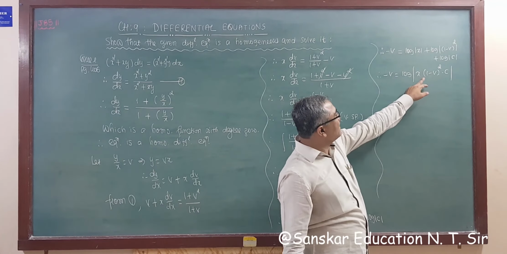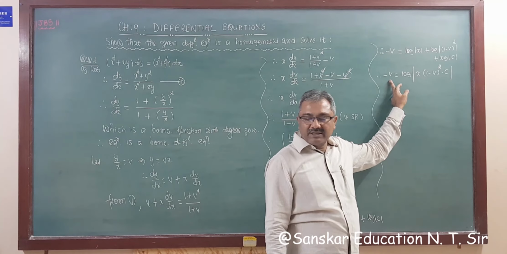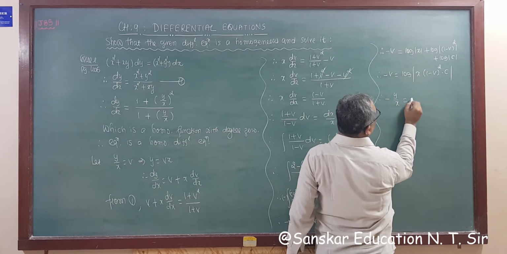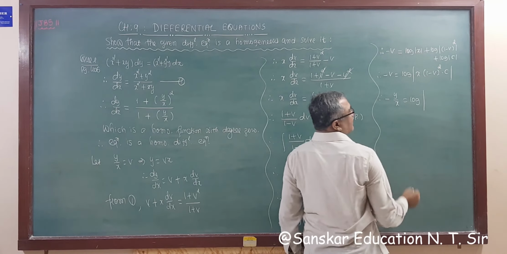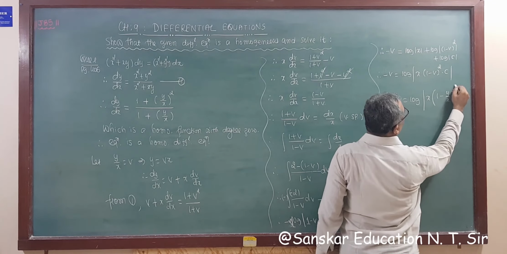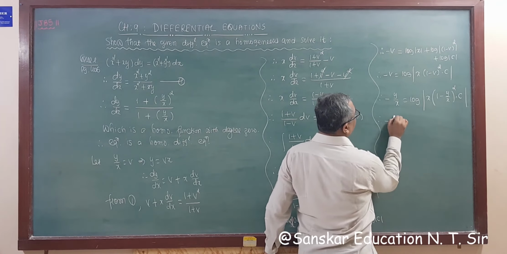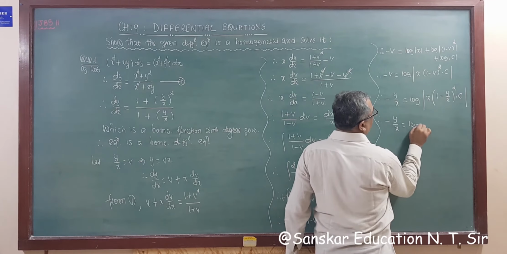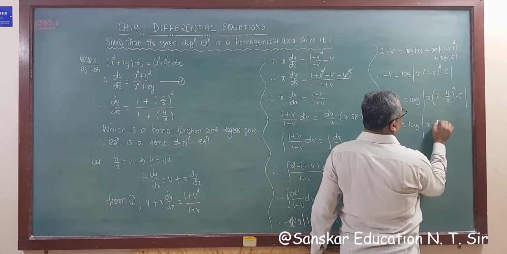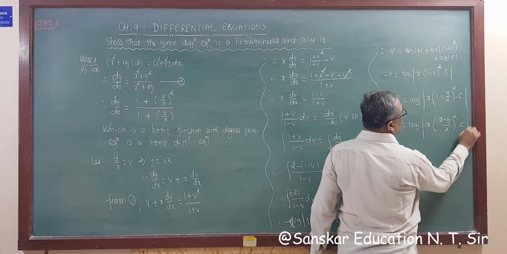Okay, so this is this. Now replacing v. What is v? V is y by x, right? So we get minus y by x is equal to log modulus x into 1 minus y by x whole square into c. Taking LCM, so this is minus y by x is equal to log mod x into x minus y upon x whole square into c.